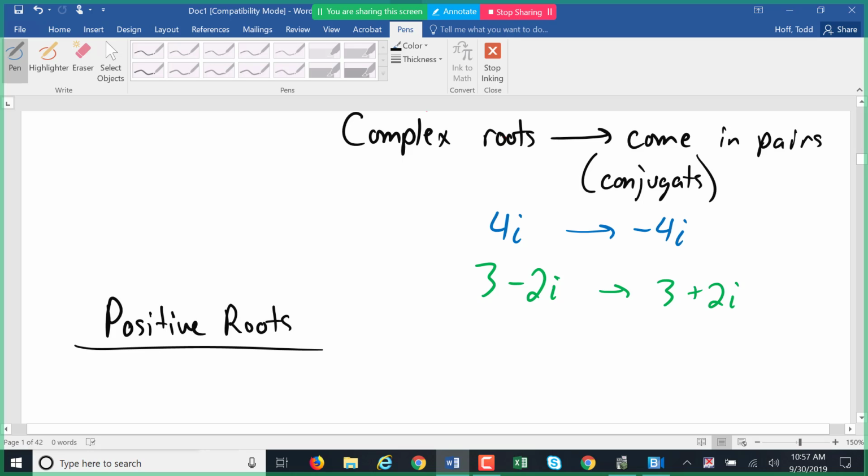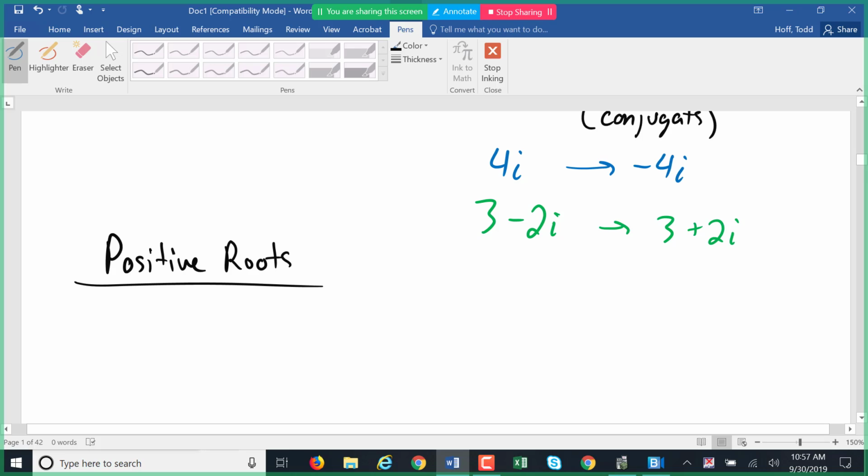Also, part of Descartes' rule of signs is that the number of positive roots is the number of sign changes in the coefficients of f of x. What do I mean by that? Well, let me give you an example.